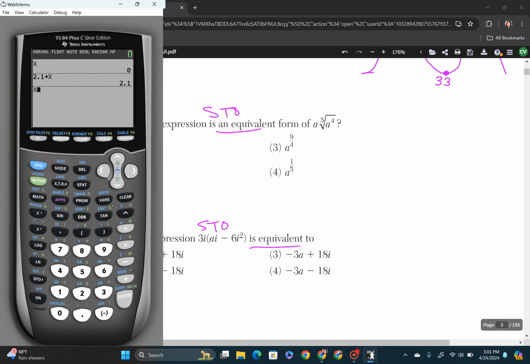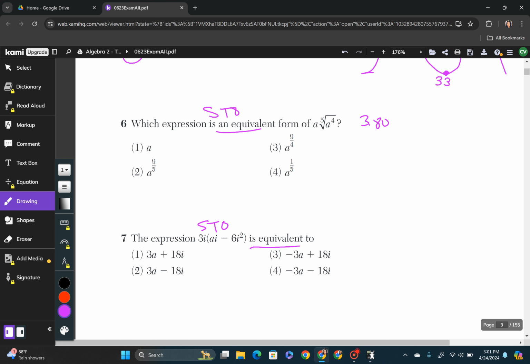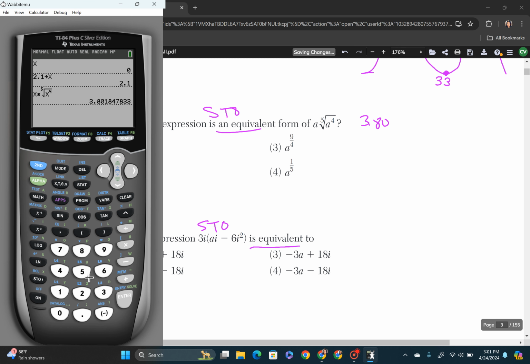So to do the 5th root, I see that I'm putting a 5, and then I hit math. I'm going to do option number 5, and then I'm going to do x to the 4th. Okay, so this is the number that I want to match to. So I'm going to write that number down, 3.80. So I know it's not just x, because x is 2.1.